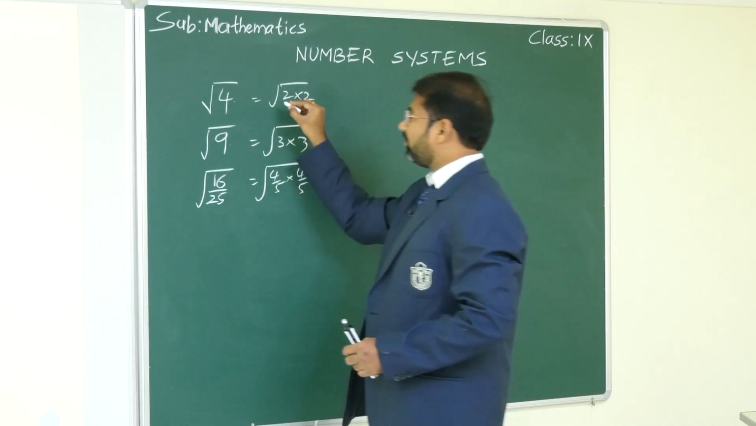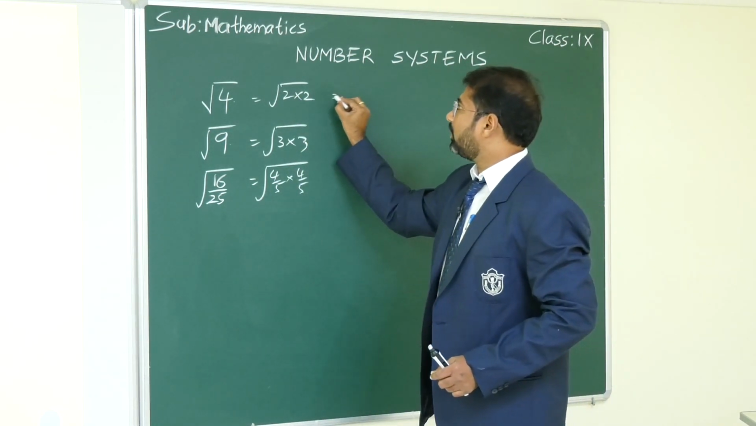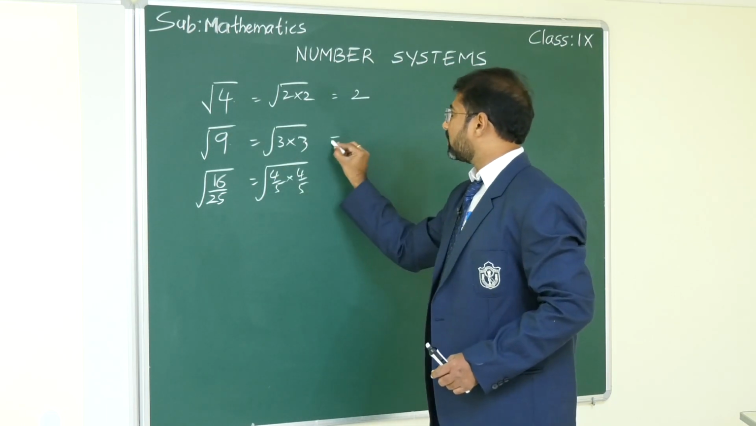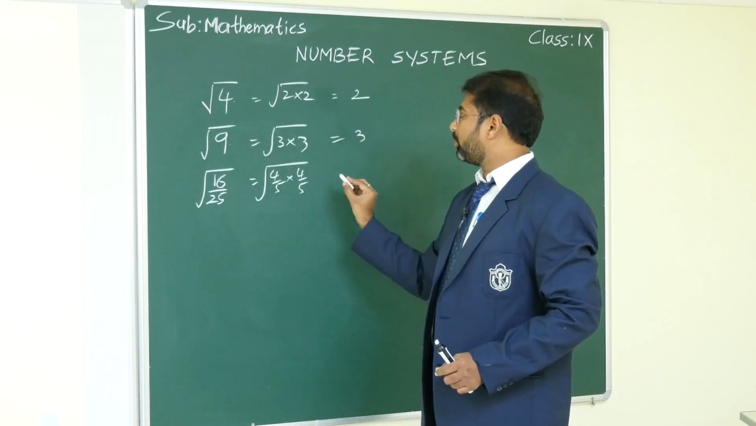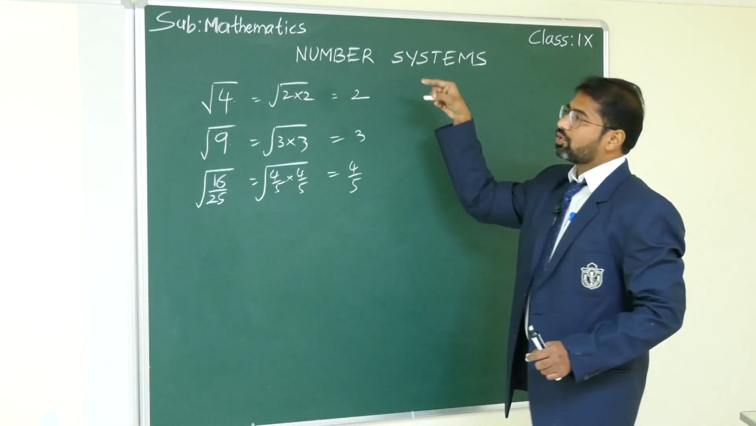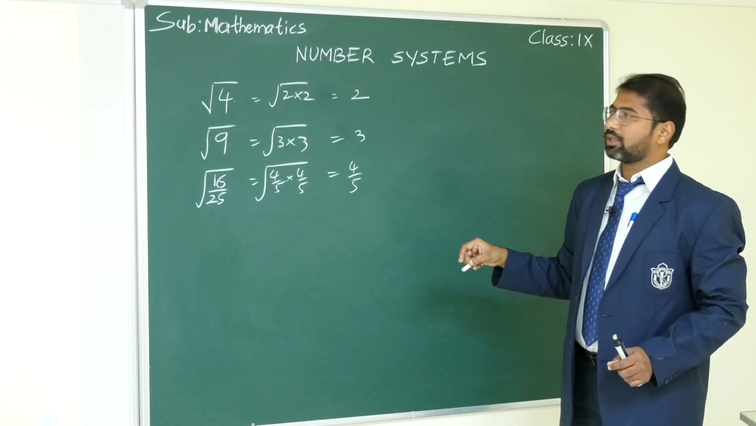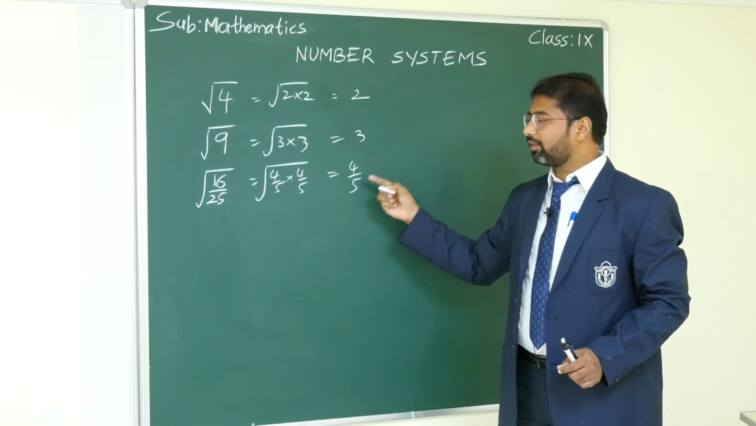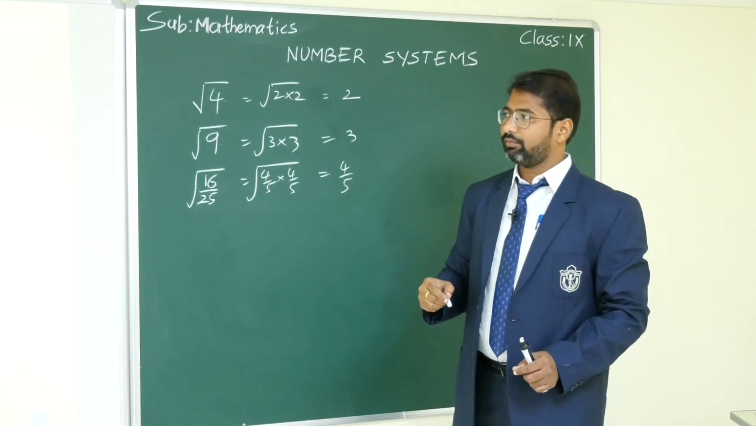When you simplify, you will get root 4 as 2, root 9 as 3, root 16 by 25 as 4 by 5, which all are rational numbers. I can write 2 as 2 by 1, 3 as 3 by 1, and 4 by 5 is already in P by Q form. Got it?